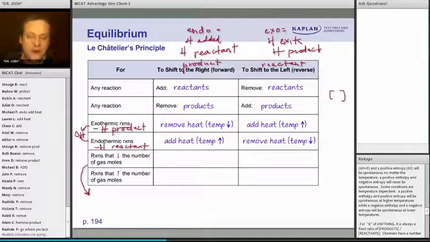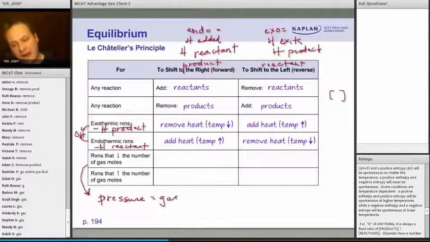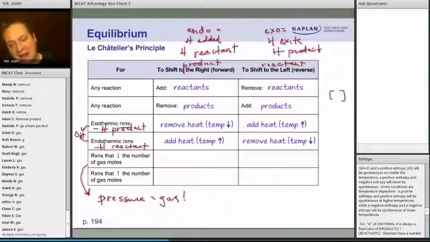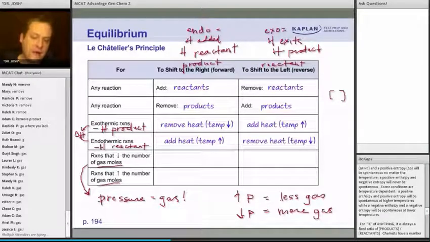Now, we already said this before. When it comes to equilibria, we only care about gases and aqueous phases. When it comes to pressure, that's only going to affect one phase. What phase does pressure affect? It only affects gas. So when we're looking at pressure, we only care about the number of gas moles, nothing else. If you increase your pressure, you go to the side with less gas. If you decrease your pressure, you always go to the side with more gas.